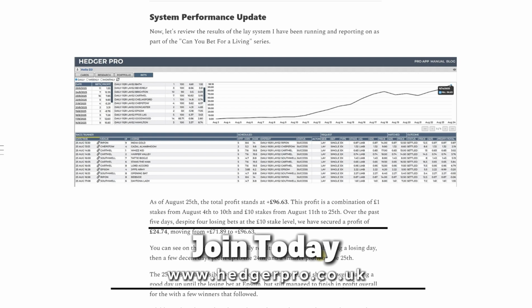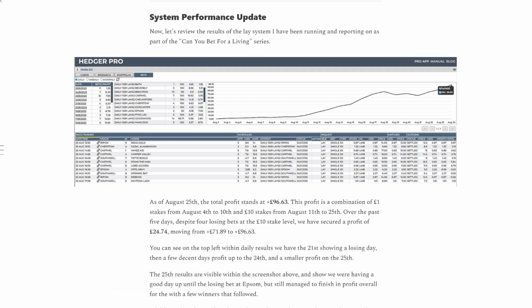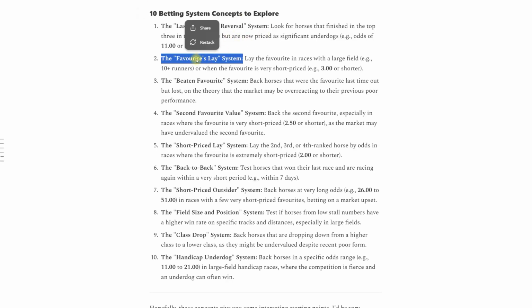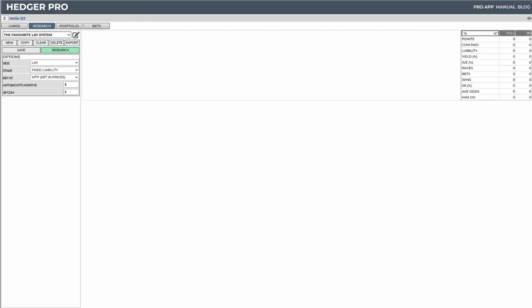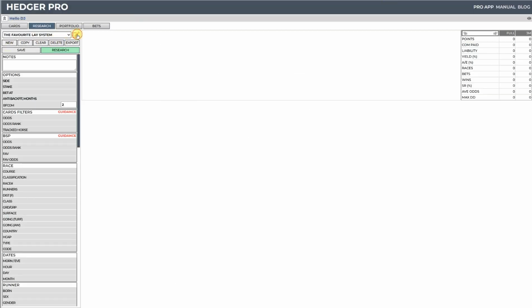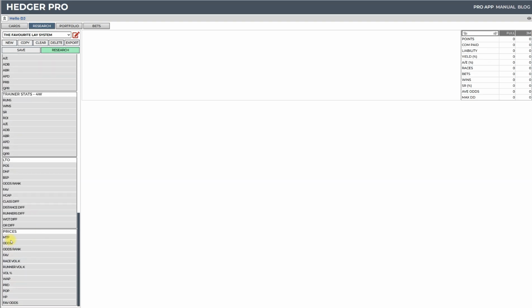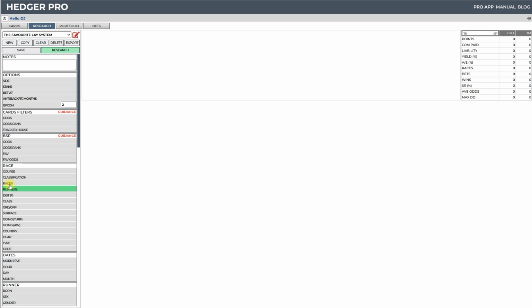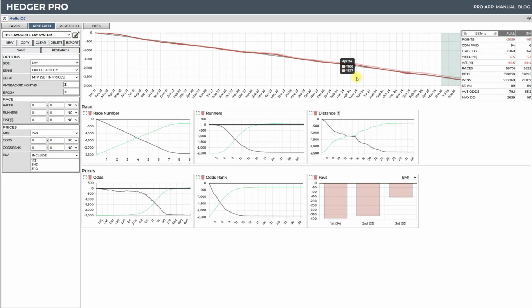That's the goal. So back to today's goal, which is to create a system, just to refresh us, laying the favourite in a large field, 10 runners plus when the favourite is priced very short. So let's do that. Let's put these filters into Hedger Pro and see what we get. So the first things I want to add here are MTP. We need odds. We have odds rank, favourite, high number of runners, and we'll include distance and race number for now. So let's go there. Let's add all this in.